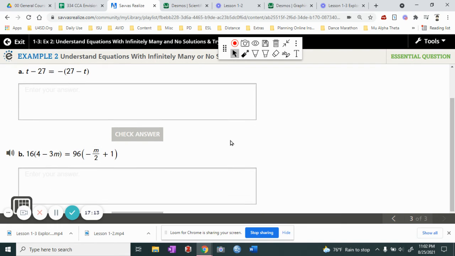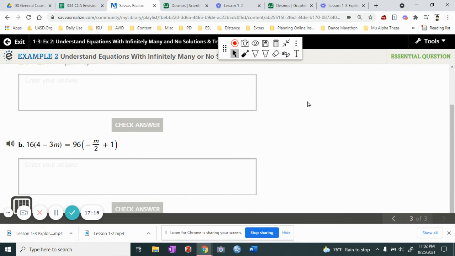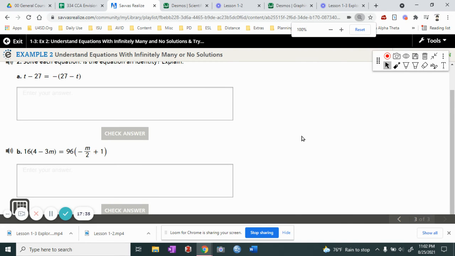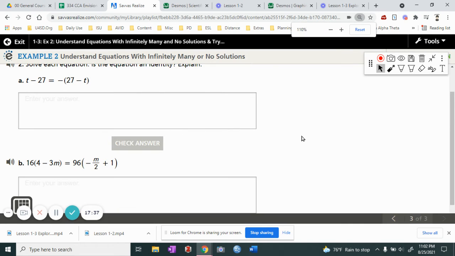How about part B? 16 times the quantity 4 minus 3m equals 96 times the quantity negative m over 2 plus 1. Close your parentheses. Okay? Give those a try and see if you have infinitely many solutions, no solution, or if a solution exists.